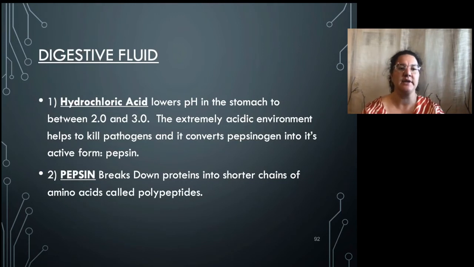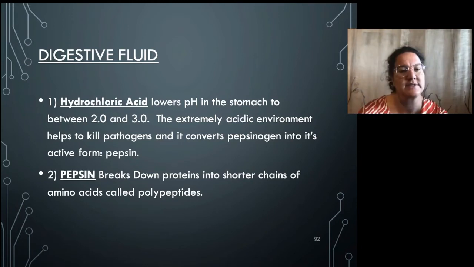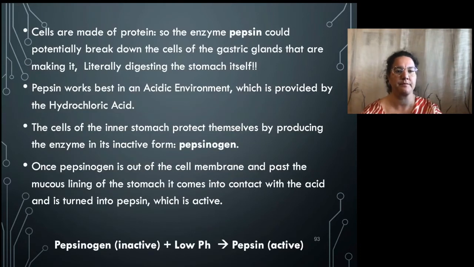So that digestive fluid contains hydrochloric acid, which lowers the pH of the stomach to between 2 and 3, which is extremely acidic. It helps, again, to kill pathogens. It converts pepsinogen into its active form pepsin, which is going to break down those protein molecules into smaller amino acids called polypeptides. And again, when we remember talking about enzymes, the enzymes are often pH specific. So if we don't have that hydrochloric acid in our stomach, those stomach enzymes aren't going to work properly.